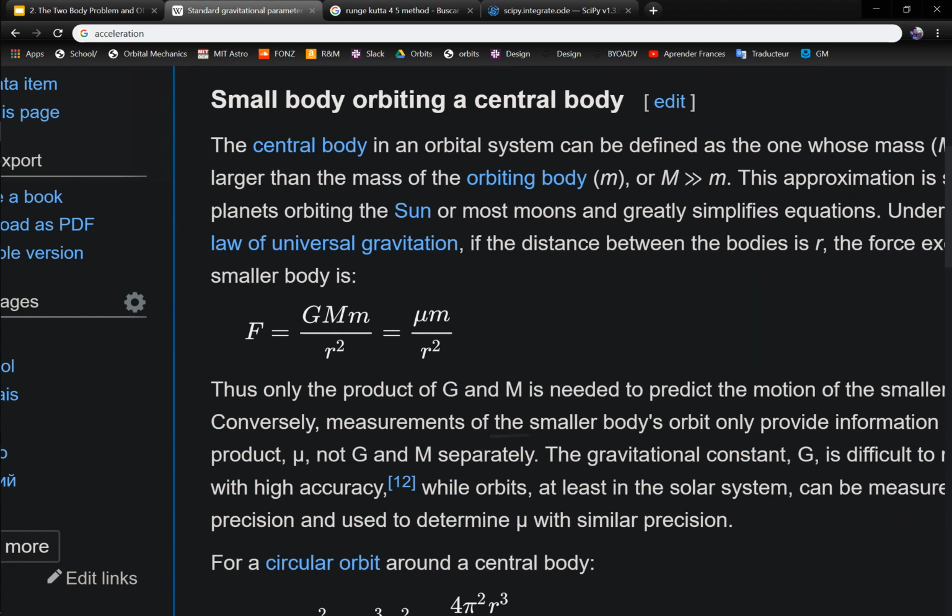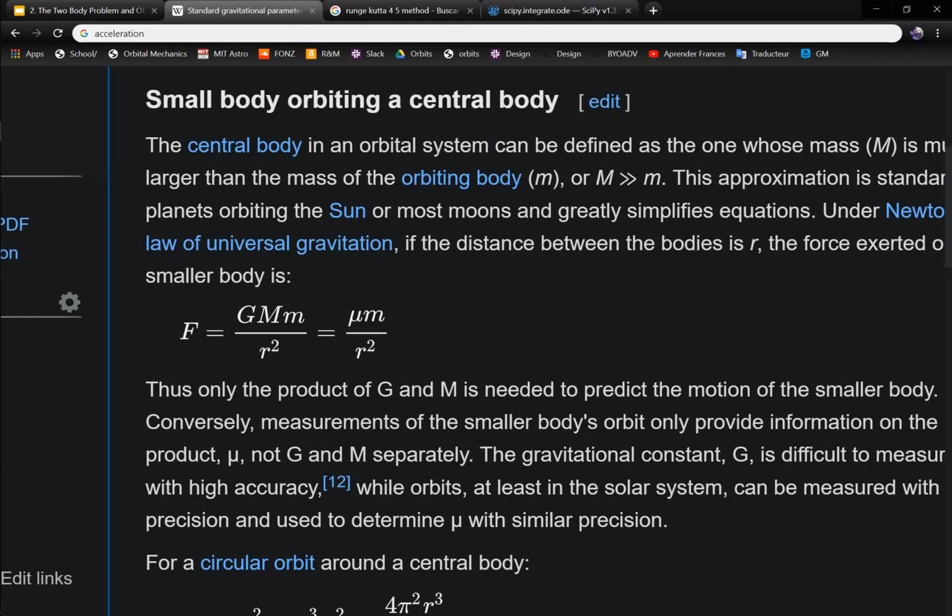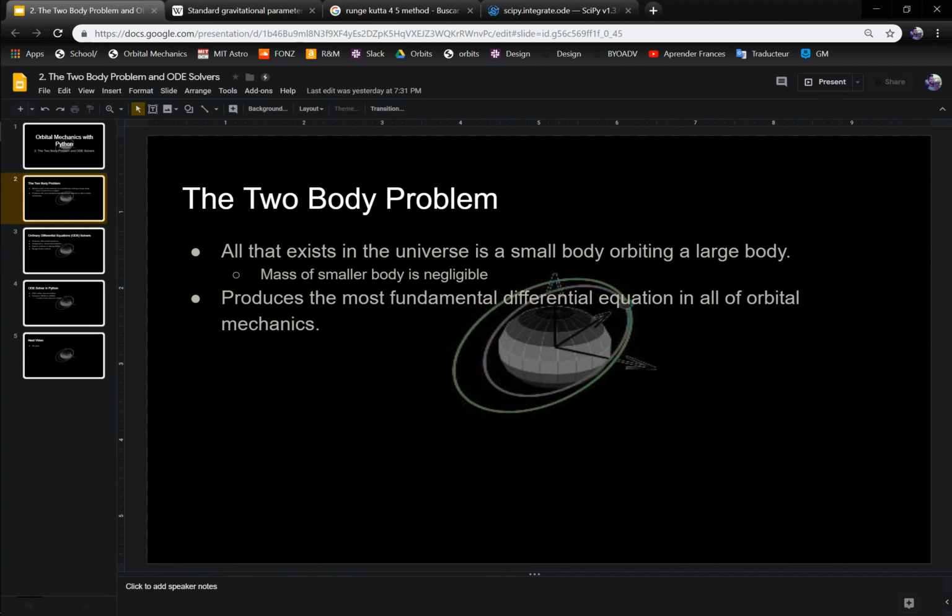And this is a force, so in order to get acceleration, force equals mass times acceleration. So as you can see, if you set F equals m a, the masses will cancel. So what you get is the acceleration due to gravity is just mu over r squared. That's a very simple equation, but it is extremely important.